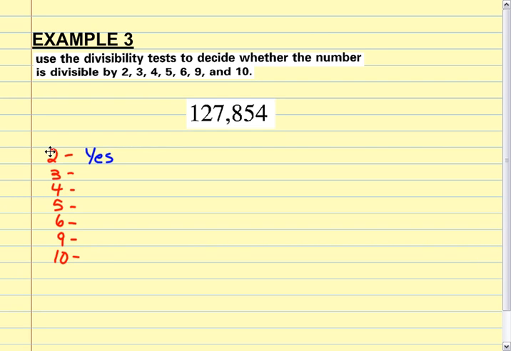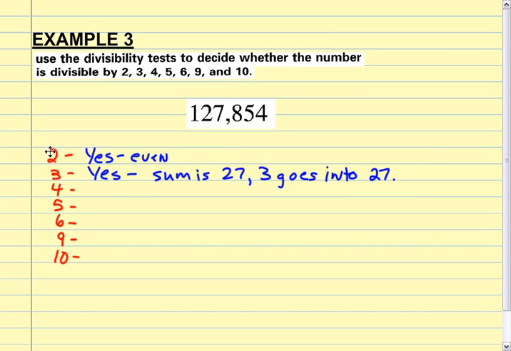Mo, does 3 go into this number? Yes, it does. And how do we know? Because the sum of the digits is 27. So the sum is 27, and 3 goes into 27. There we go. Excellent.